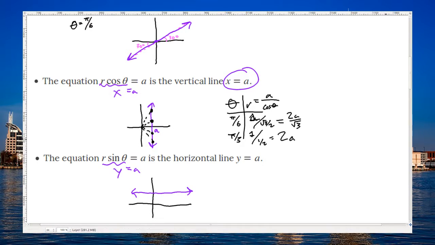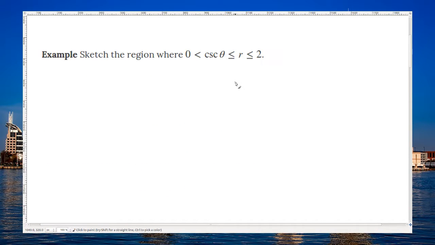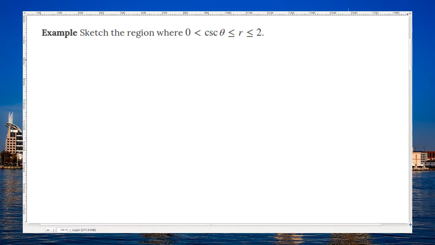All right, so let's take a look at a question based on being able to graph these guys. So we want to sketch a particular region: 0 is less than cosecant theta, which is less than or equal to r, which is less than or equal to 2. All right, so how would I break this down? Well, first of all, something to note that helps us out is that we're only dealing with positive values for r because our r is strictly greater than 0. So we don't have to worry about negative r values.